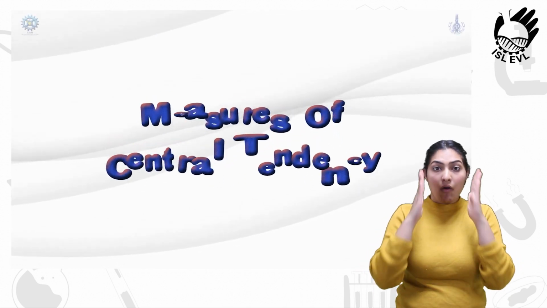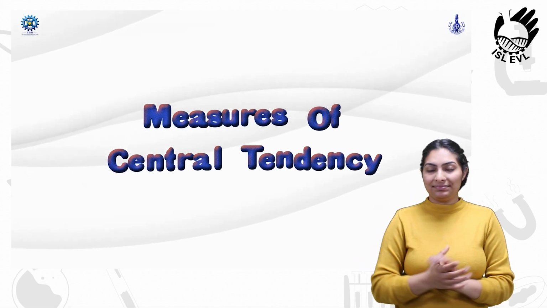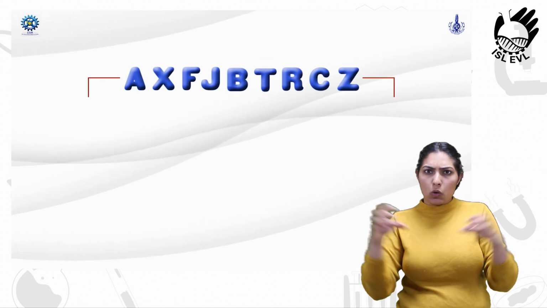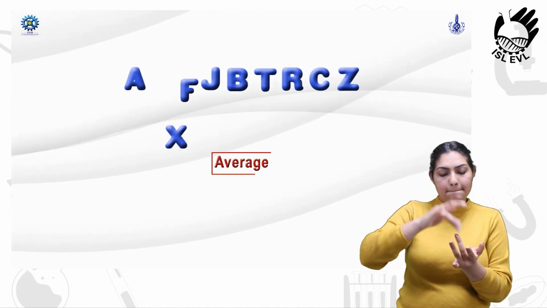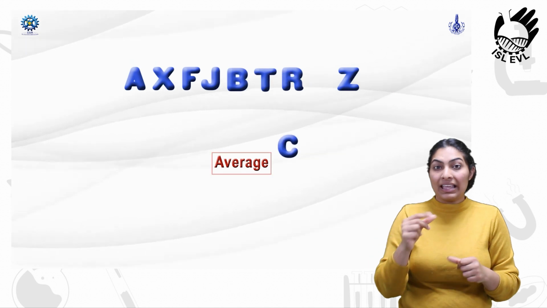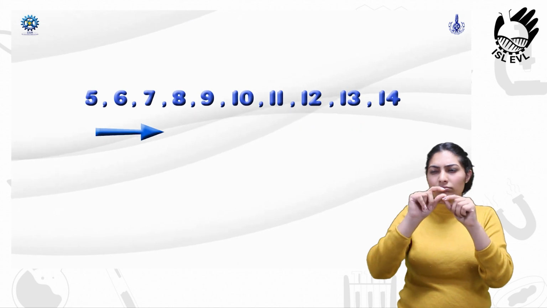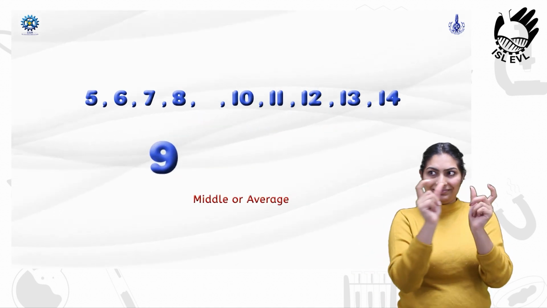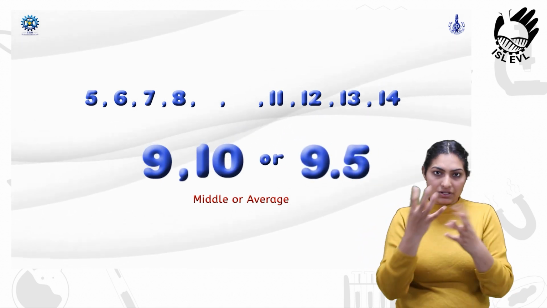In this video we are going to focus on measures of central tendency. Measures of central tendency are like finding the middle or typical value of a group of numbers. It helps us understand what's normal or average in a set of data. Imagine we have a bunch of numbers lined up in order from smallest to largest. Measures of central tendency help us figure out which number is the middle or average of all those numbers.